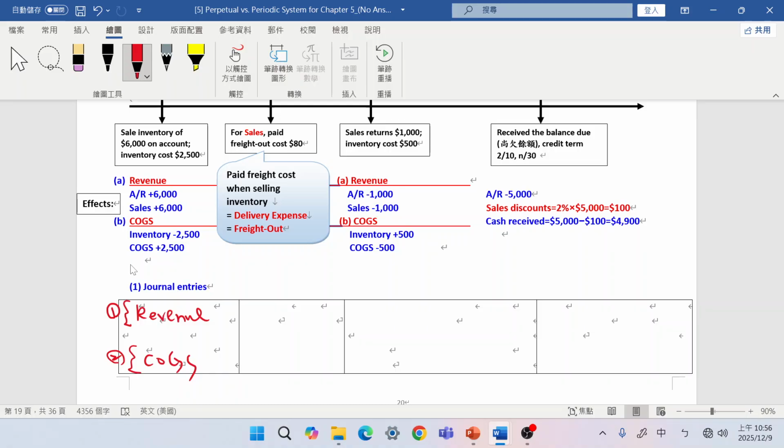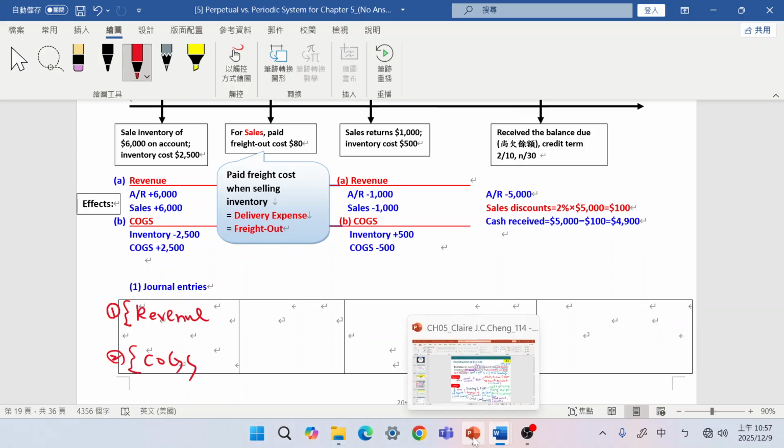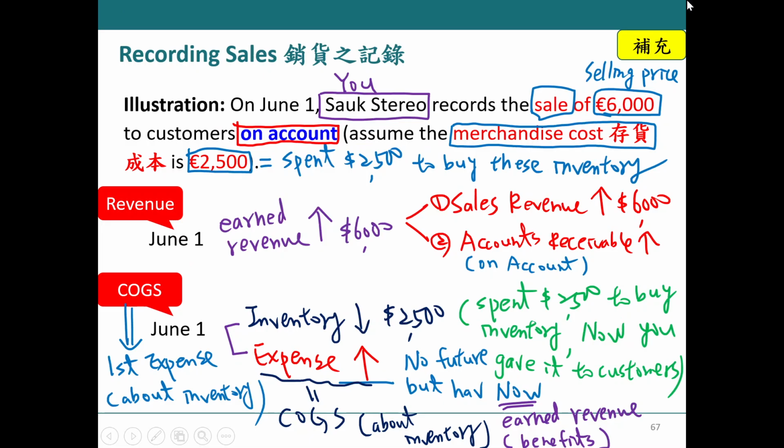First journal entry about revenue. Second journal entry about cost of goods sold. So figure out your revenues. You earn the revenues. So two effects, okay? Your expenses increase, so two effects. So for revenues, two effects. For cost of goods sold, two effects.